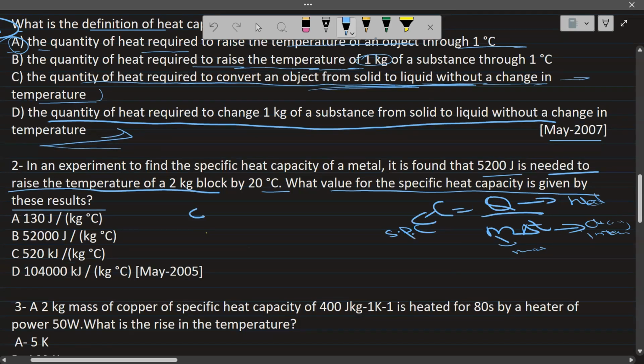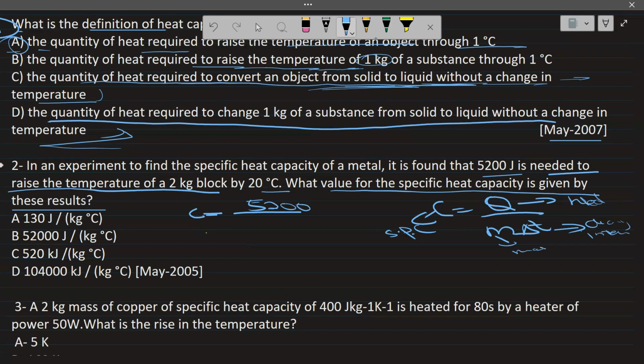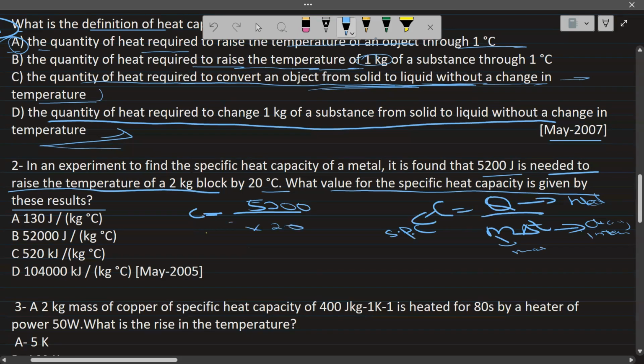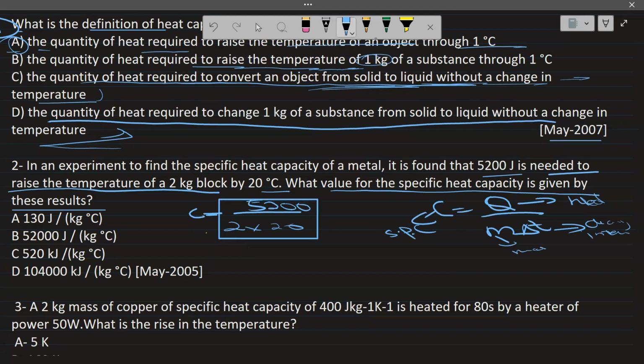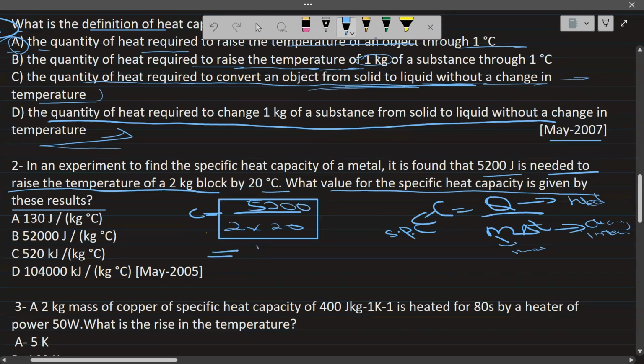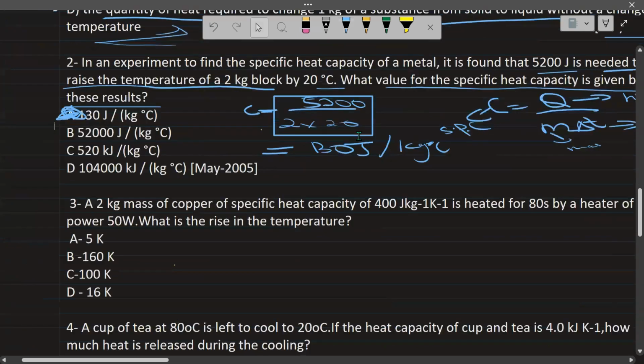Now if you put the values, we don't know C. We know heat supplied, which is 5200 joules to raise the temperature of a 2 kg by 20 degrees. So change in temperature is 20 and mass is 2 kg. If you put these values in a calculator, the answer is 130 joule per kg degrees Celsius. So if we look at the first option, it is 130 joule per kg degrees Celsius. Now this is solved.